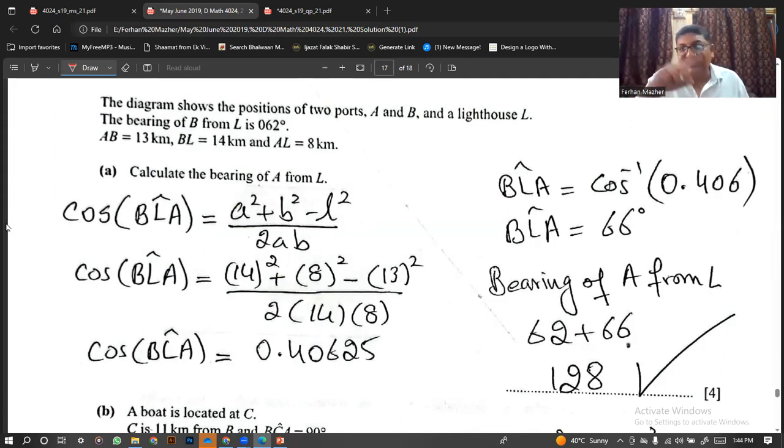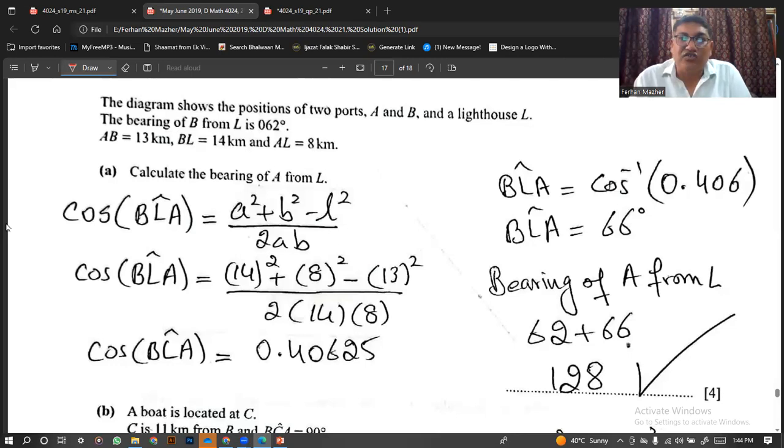So how will you enter this in your calculator? Listen carefully. You will write 14 square plus 8 square minus 13 square equals, divided by 2, divided by 14, divided by 8 equals, and you will get 0.40625. So then this cos will go to the other side, it will become cos inverse.